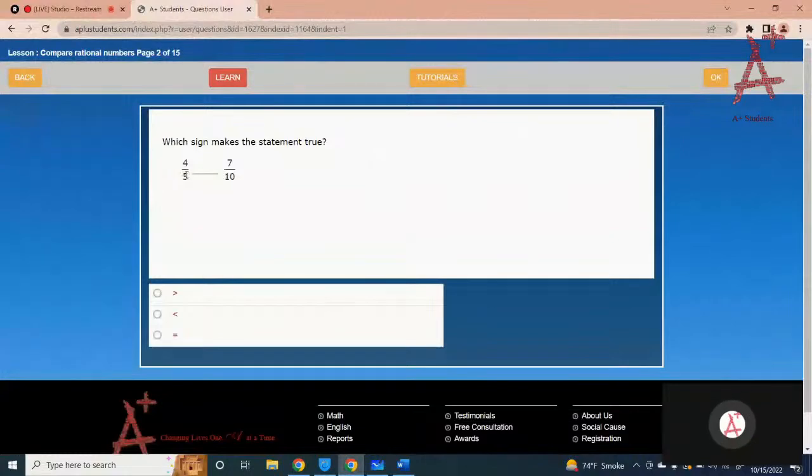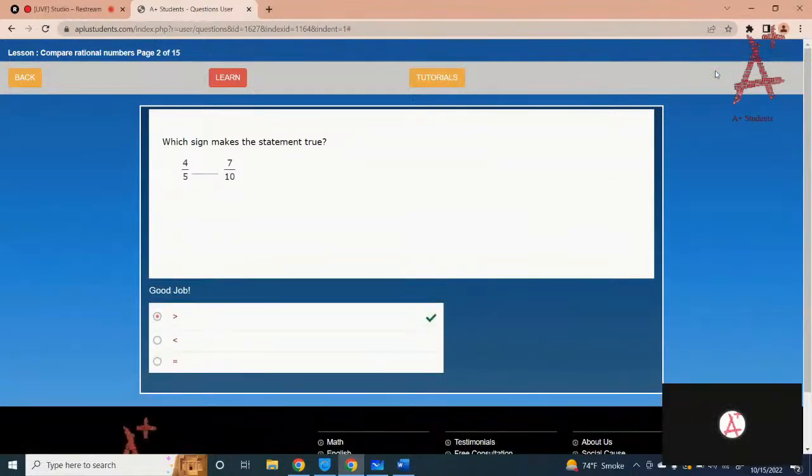4 by 5, you have to multiply this fraction by 2. It would be 8 by 10, and 7 by 10. So which one is greater? 8 by 10 is greater than 7 by 10, isn't it? 8 by 10 is greater than 7 over 10. Got it? Select the correct option and click on the OK button.